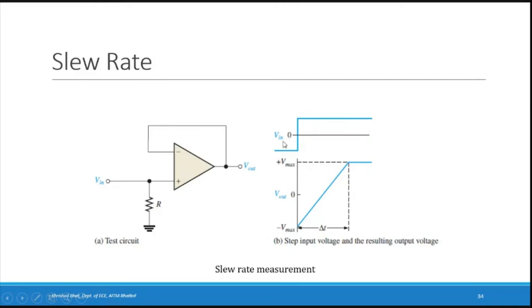If the input is a step voltage, the output value should change from minus Vmax to plus Vmax, but it will not change at that very instant. It will take some time to shift from its lower peak to its upper peak, from minus Vmax to plus Vmax. Minus Vmax is the maximum value in the negative, and plus Vmax is the maximum value in the positive. That rate of change of the output voltage with respect to time is called slew rate.